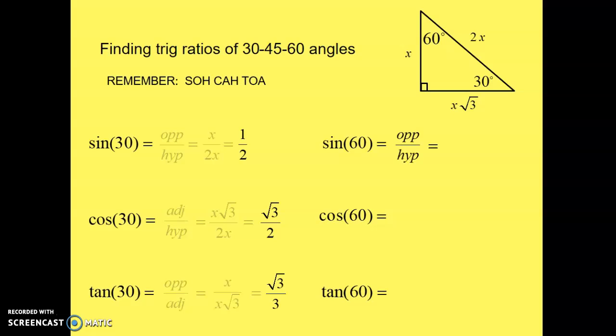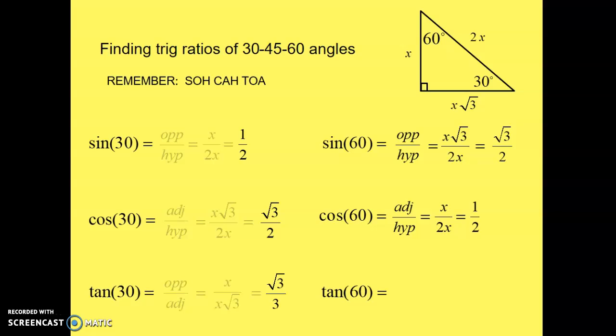We're going to get x root 3 over 2x. Again, we're going to reduce the x's and cancel them out. We'll be left with root 3 over 2. Notice how the sine of 60 and the cosine of 30 are the same number. So that should give you a clue for the cosine of 60 when we get the adjacent over the hypotenuse, which is x over 2x. All right, reduce that, you get 1 over 2. So again, cosine of 60 and the sine of 30 are the same number.